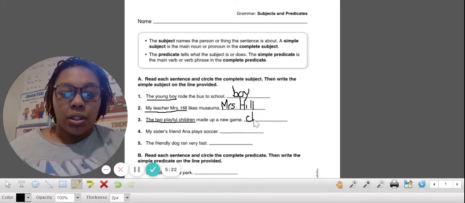I don't need to know that there's two. I don't need to know that they are playful. All I need to know is that the sentence is about children.